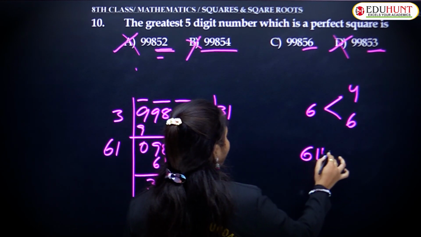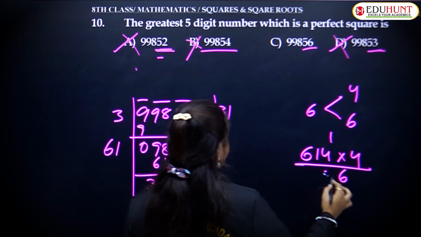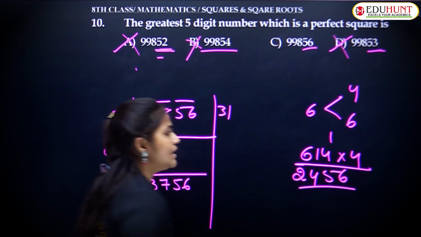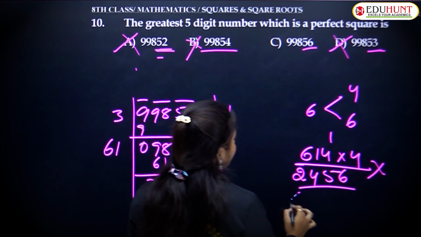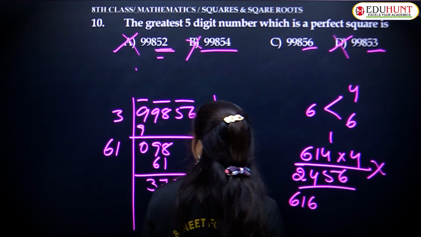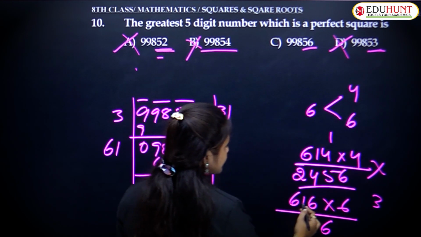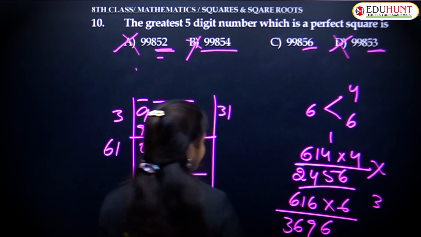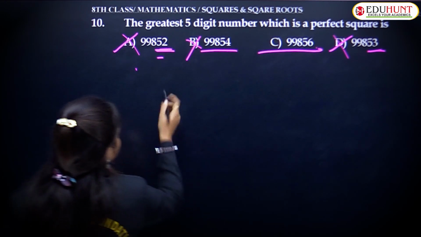So 614 into 4. 4 4s are 16. 4 1s are 4 plus 1 is 5. And 4 6s are 24. Okay, still a number is required, so that's why this is not possible. Next is 616 into 6. 6 6s are 36. 6 1s are 6 plus 3 is 9. 6 6s are 36. 3 6s are 18. So children, still we are having the last option, that is C.